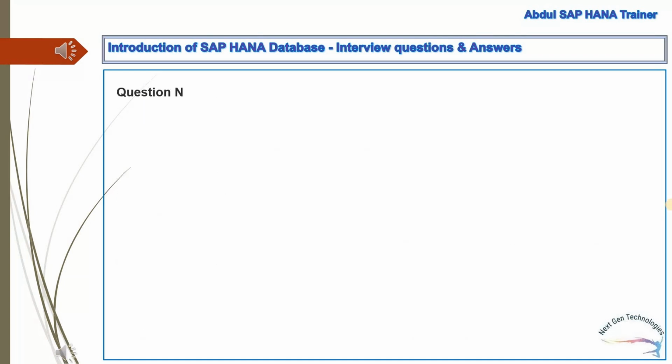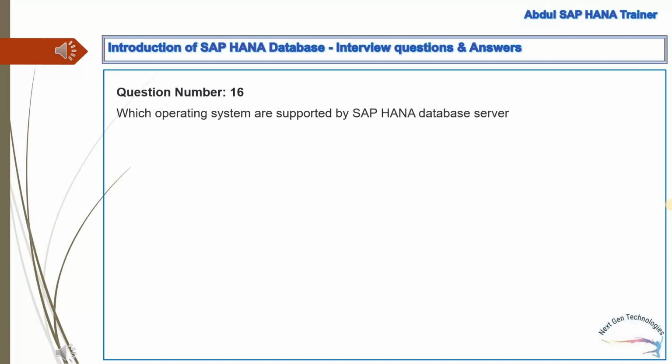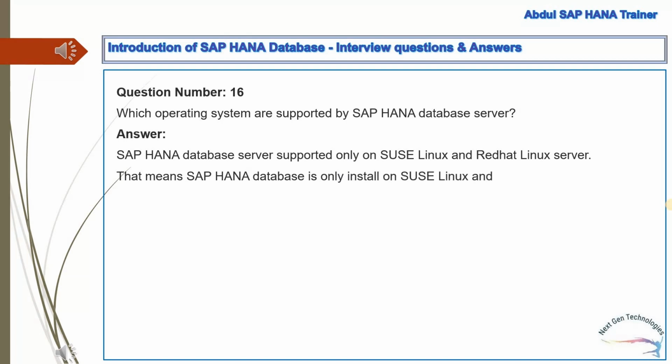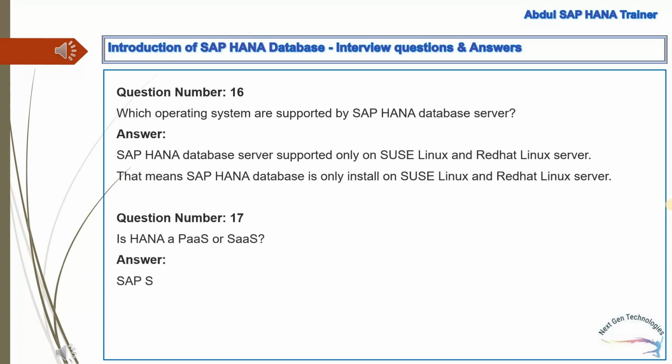Question number 16. Which operating systems are supported by SAP HANA Database Server? Answer. SAP HANA Database Server is supported only on SUSE Linux and Red Hat Linux Server. That means the SAP HANA Database is only installed on SUSE Linux and Red Hat Linux Server.